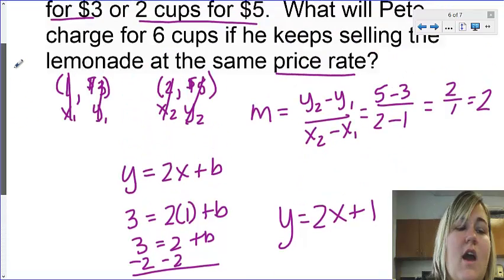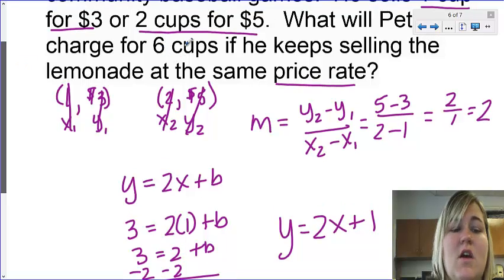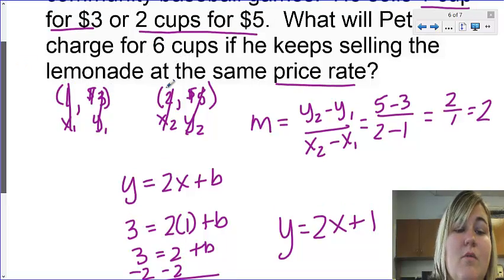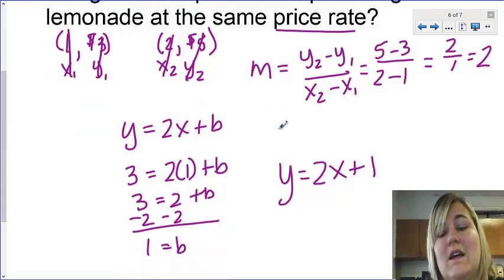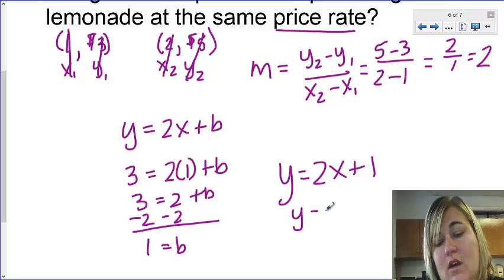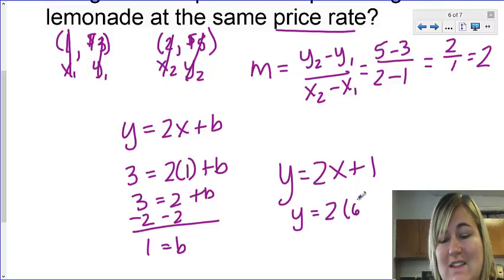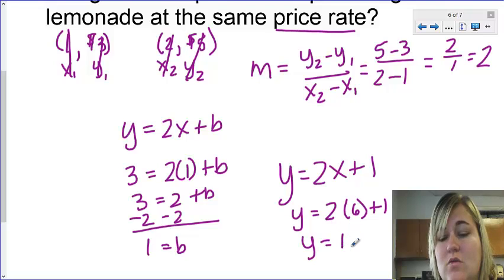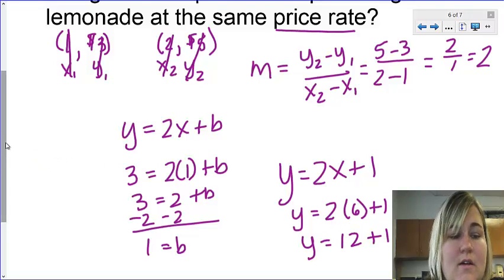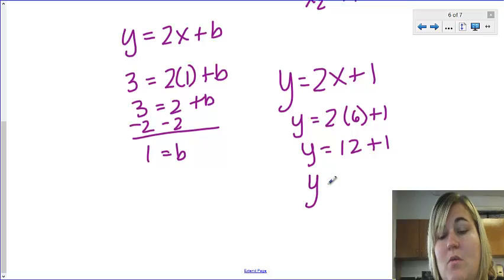And it wants to know how much he'll charge for 6 cups. Well, you can see from the way I wrote my ordered pairs that cups is represented by x. So I'm going to plug in 6 for x. So I have y equals 2 times 6 plus 1. So I have y equals 12 plus 1, which is going to give me y equals $13. And that's my final answer.